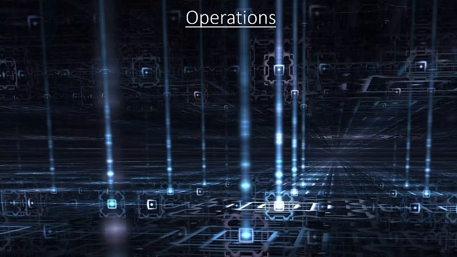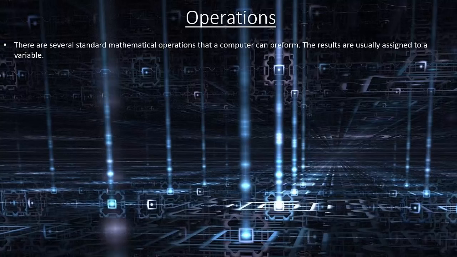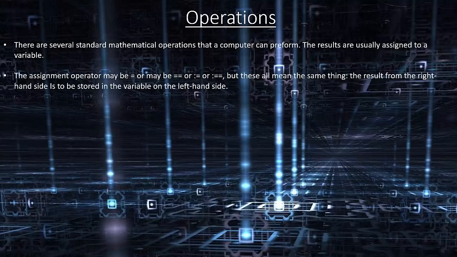Operations. There are several standard mathematical operations that a computer can perform. The results are usually assigned to a variable. The assignment operator may be equals or double equals or colon equals or colon double equals, but these all mean the same thing. The result from the right hand side is to be stored in the variable on the left hand side.